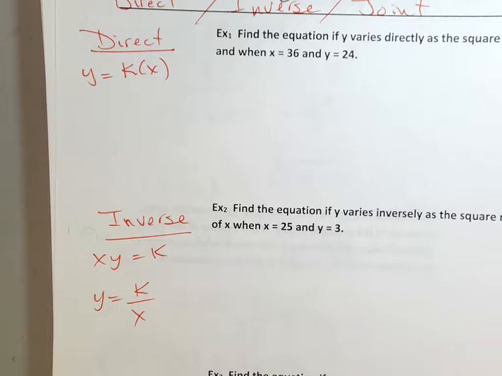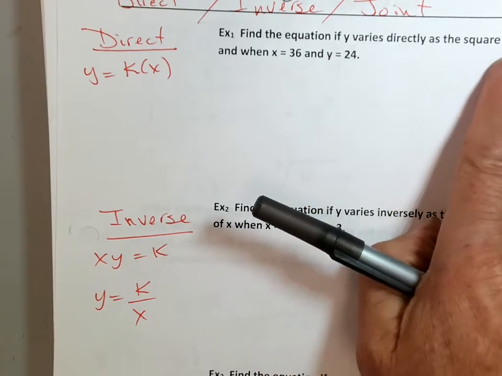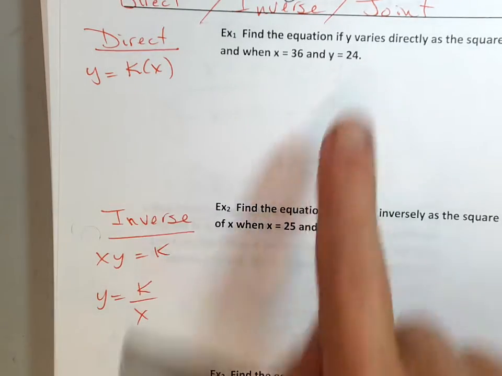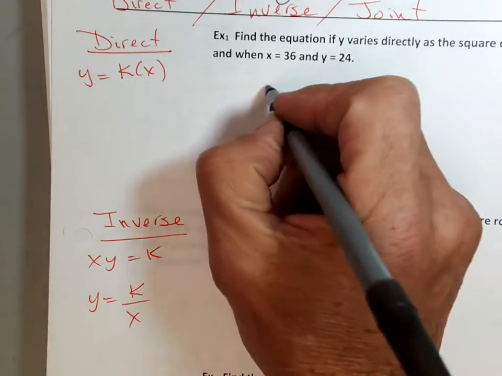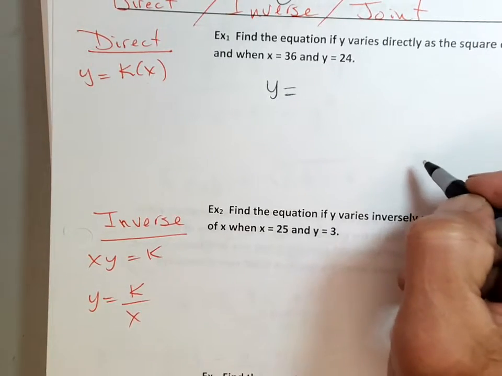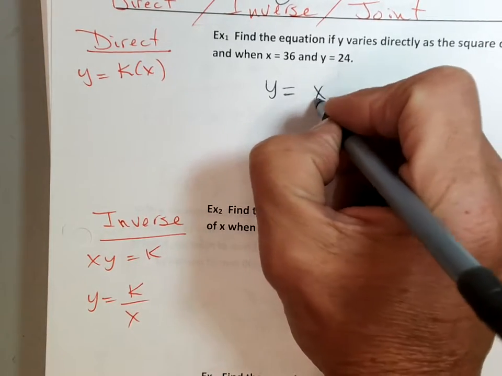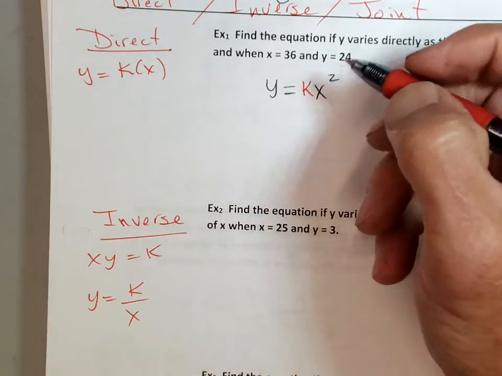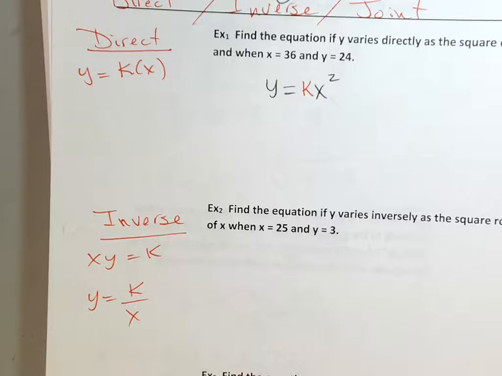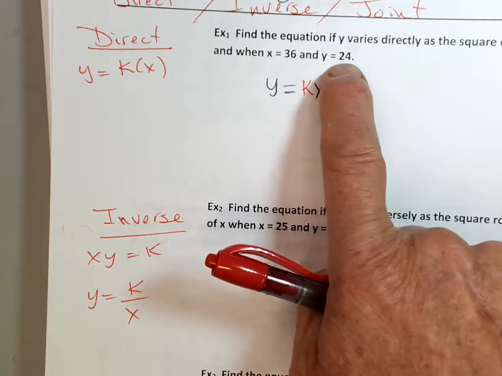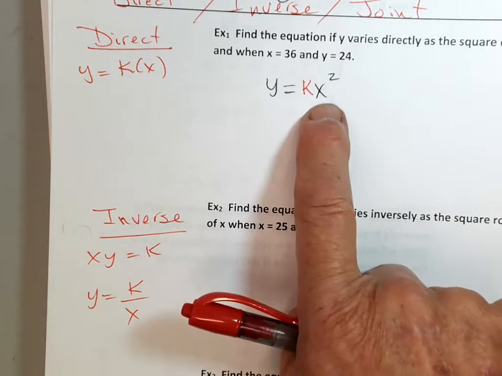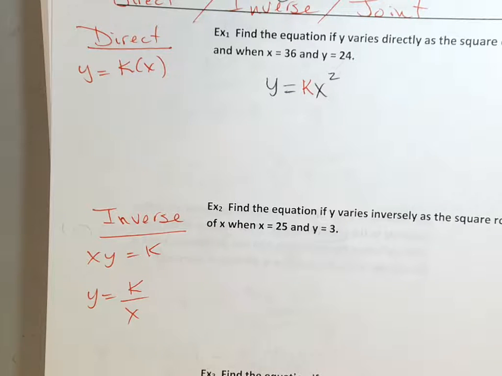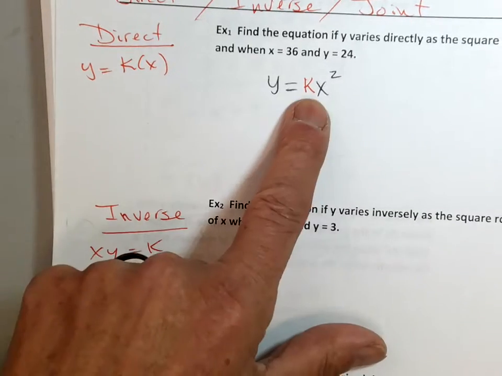Let's read it. Find the equation if y varies directly with the square of x when x is 36 and y is 24. So let's try and set up. We're going to go y equals x squared. No. Yes. But let's put a k in front because our goal is to find the k that makes these numbers work. Because this equation could work for a lot of different numbers. We want this equation to work specifically for these. It's kind of like when we solve for the a. I mean, we could have used a, but the book likes k, all right? So it's like saying, okay, find the a that makes this work.